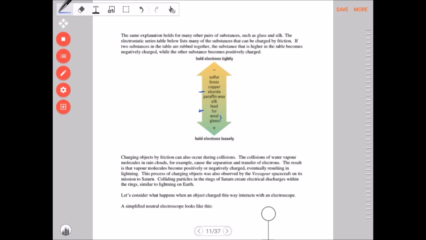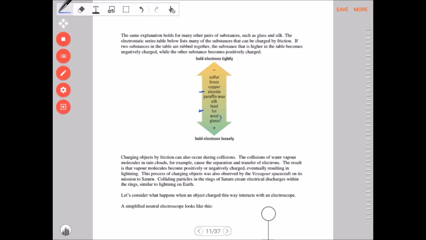Charging objects by friction can also occur during collisions. The collisions of water vapor molecules in rain clouds, for example, cause the separation and transfer of electrons. The result is that the vapor molecules become positively or negatively charged, eventually resulting in lightning. This process of charging objects was also observed by the Voyager spacecraft on its mission to Saturn. Colliding particles in the rings of Saturn create electrical discharges within the rings, similar to lightning on Earth. Wow, there's like lightning on the rings of Saturn.